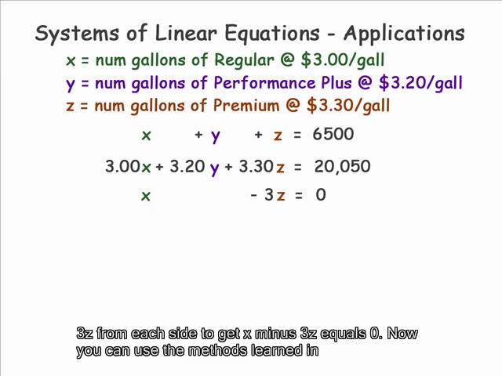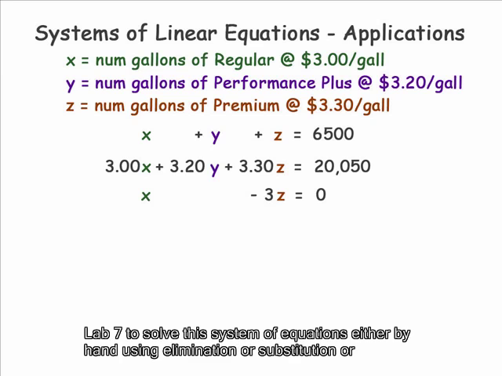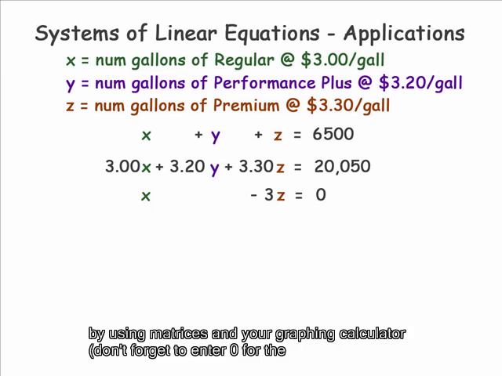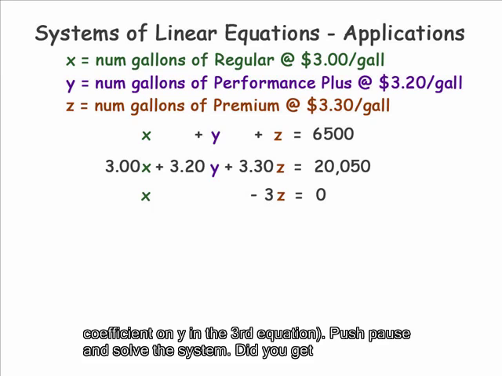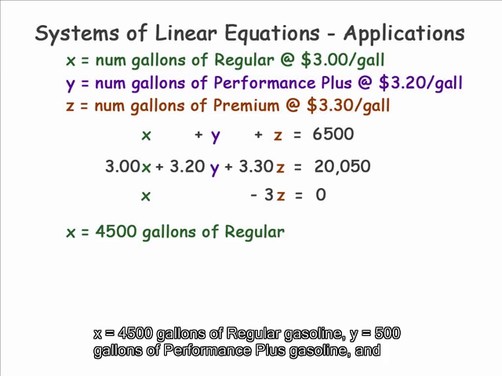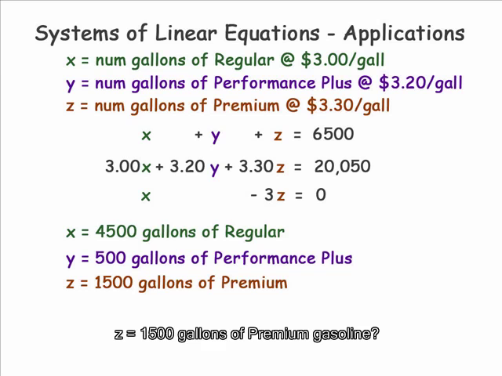Now you can use the methods learned in Lab 7 to solve this system of equations either by hand, using elimination or substitution, or by using matrices in your graphing calculator. Don't forget to enter 0 for the coefficient on the y in the third equation. Push pause and solve the system. Did you get x equals 4,500 gallons of regular gasoline, y equals 500 gallons of performance plus gasoline, and z equals 1,500 gallons of premium gasoline?